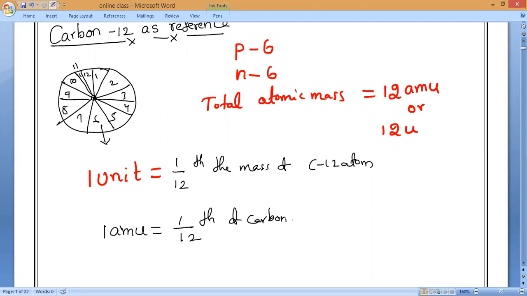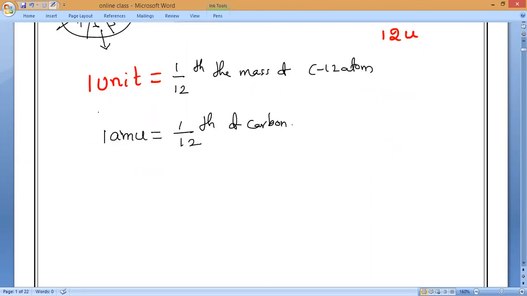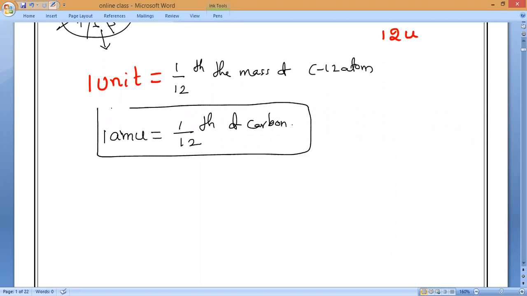So with this only we compare the mass of every atom and measure the atomic mass. As I taught you, what is the mass of this one? Anybody tell me? 1 u is equal to some grams also. Yesterday I told you. What is that mass? Anyone? Actually, one atomic mass unit is equal to 1.6605 into 10 power minus 24 grams. Do you remember this?